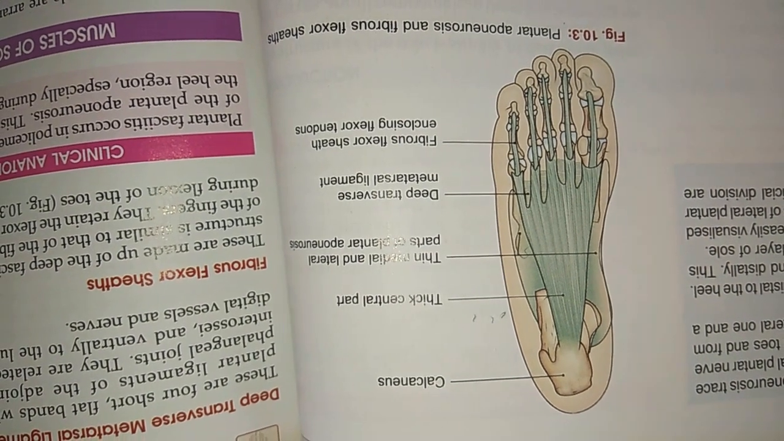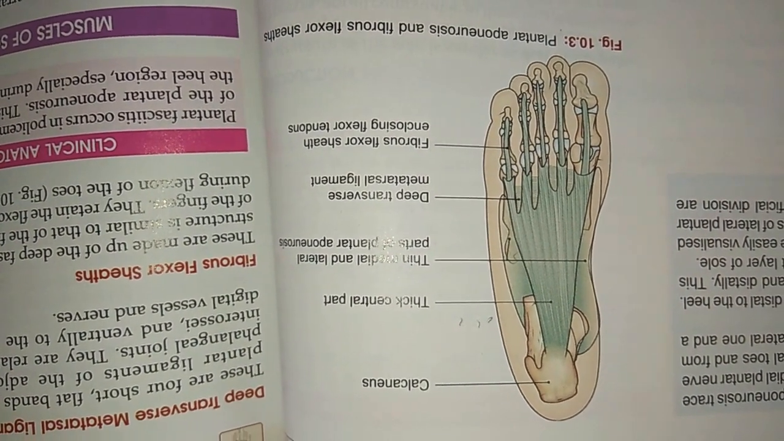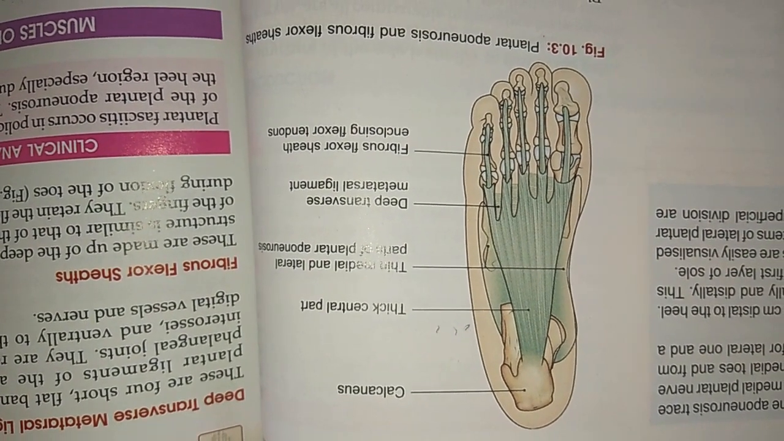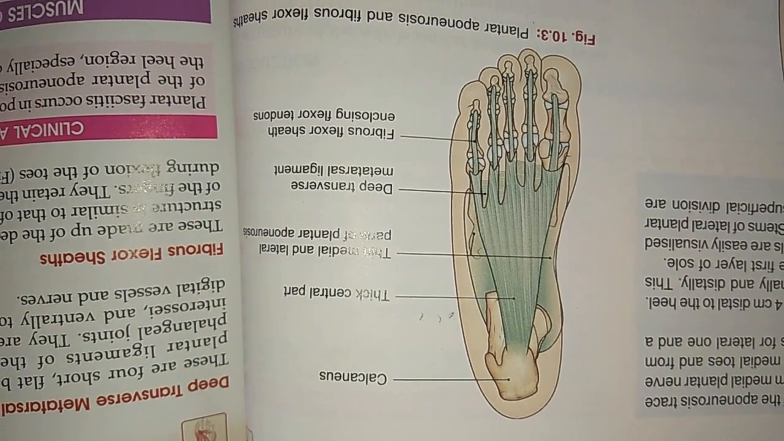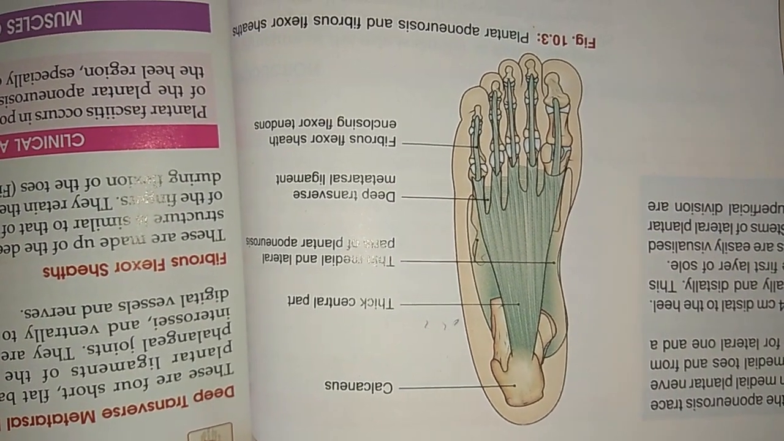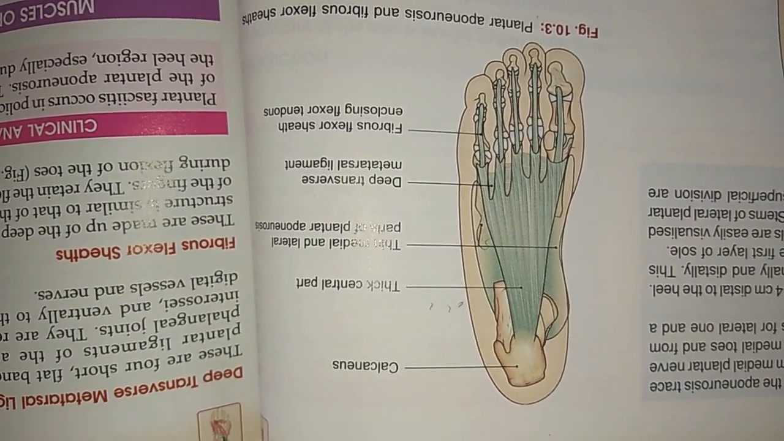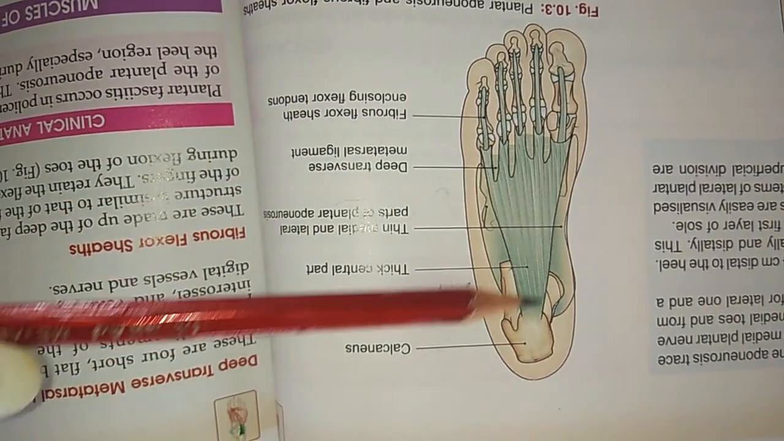Good morning, everyone. Today we see the dissection of the sole. Before seeing the body, we just take a brief idea from the book. See, this is a picture of the sole. When we reflect the skin of the sole, we can see the plantar aponeurosis. You can see here, this is the plantar aponeurosis.